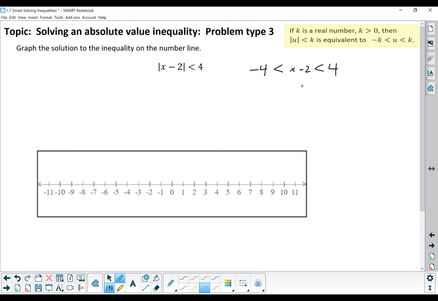So to solve this, there's three parts to that inequality. We're going to have to add 2 to all three parts. So we get negative 2 is less than x is less than 6. So that inequality is our solution, and then we would just graph that to finish up. Open circle here, and that would be our solution set.